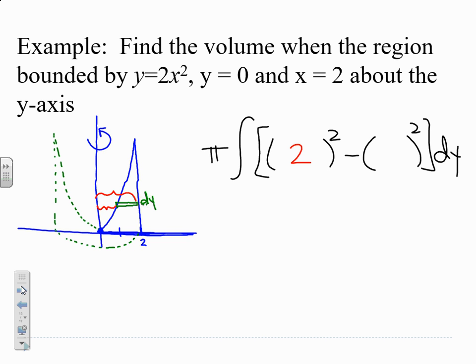2x squared, right? No, we can't put in 2x squared. Okay? So y over 2 is x squared. So yeah. Technically it would be plus or minus the square root of y over 2.